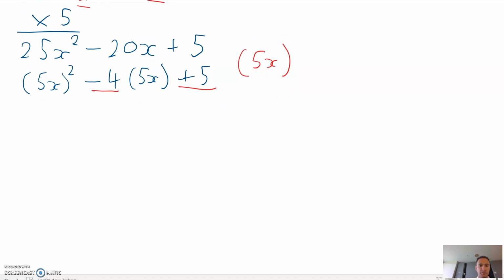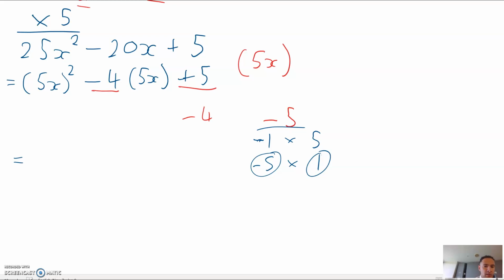So what do we have to do? We have to find two numbers that times together to make negative 5 and add together to make negative 4. So let's see what we can think of. It could be negative 1 times 5. But they don't add up to negative 4. What about negative 5 times 1? Cool, that works. Negative 5 and 1 times together to make negative 5 and add together to make negative 4. So now I can factorize it. I've got negative 5 and plus 1.